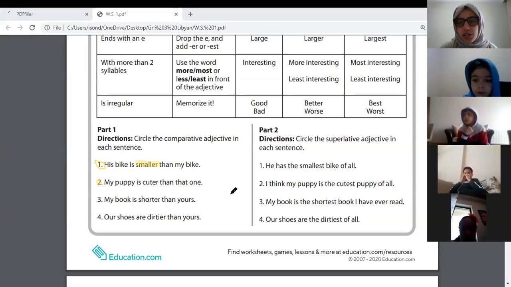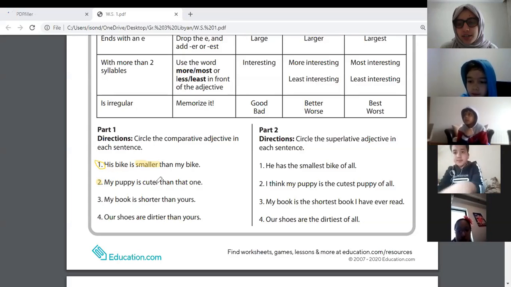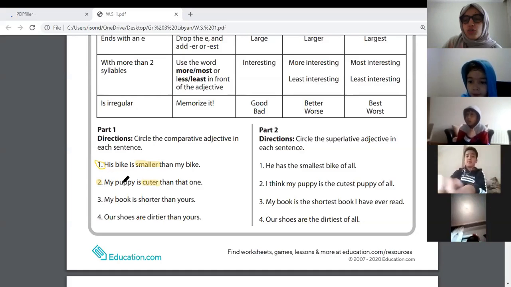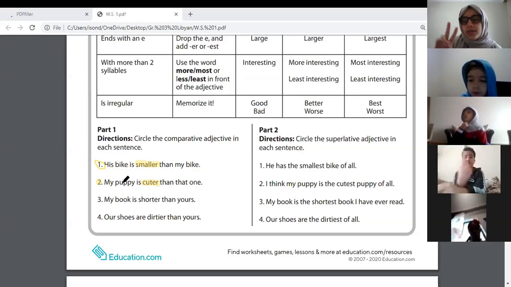Okay, good job, Ali. So cuter has ER at the end of it, so it's comparing between two puppies, and puppy means a baby dog. Thank you, Ali.